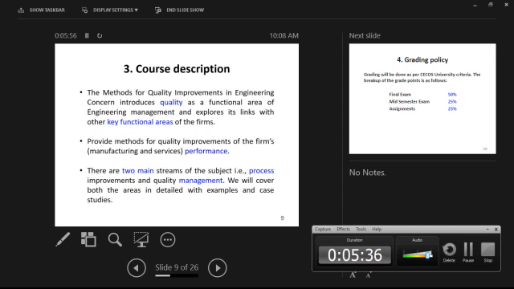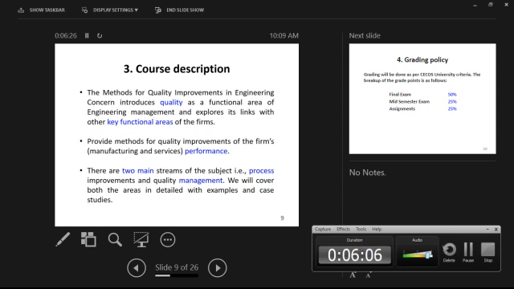There are two main streams of the subject. One is process improvement, and the other is quality management. We will cover both areas in detail with examples and case studies. Process improvement is a detailed quality subject, in which we will discuss the mean, median, mode, and attributes, limits, within limits, dimensions, conforming units. So that is about process improvement.